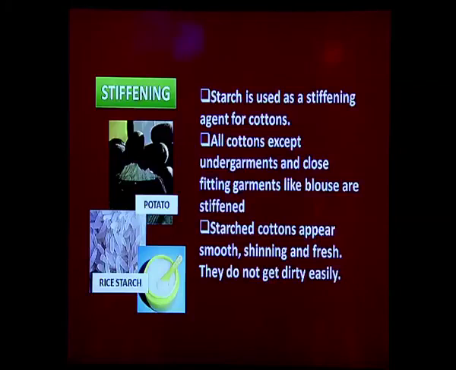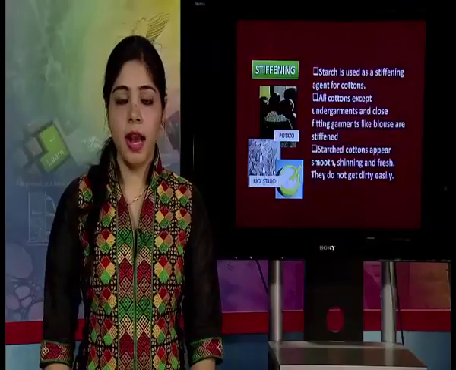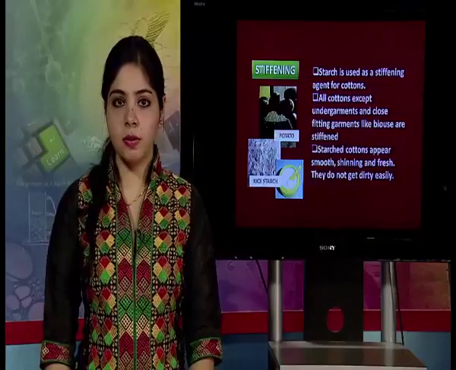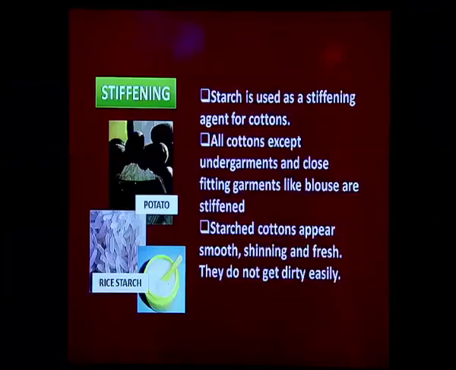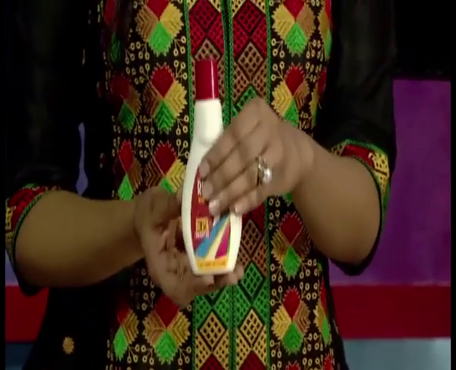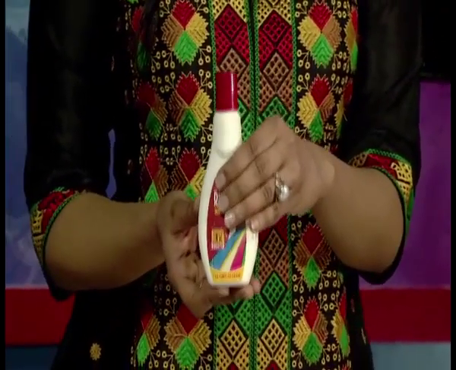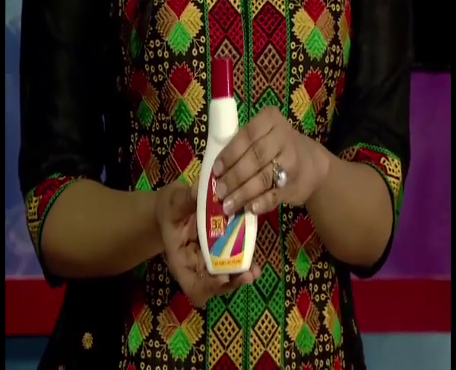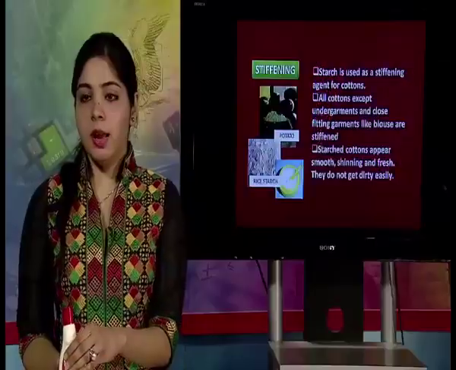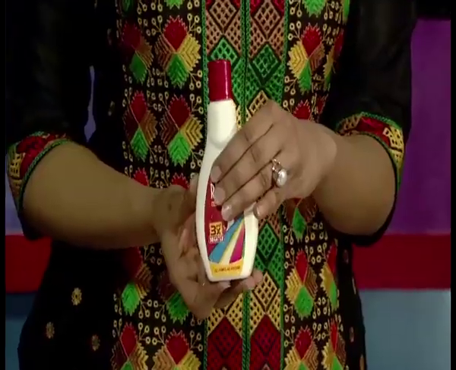With the help of potato, you can take out the starch from it and you can use it. Rice water is also a good source of starch. With the help of rice water, you can also do starching of the fabric. This is a product which is ready-made available. You just need to put a few drops of it into a bucket of water or according to the fabric type. And by mixing it, you can easily wash your clothes with it and you can get a stiffened look.